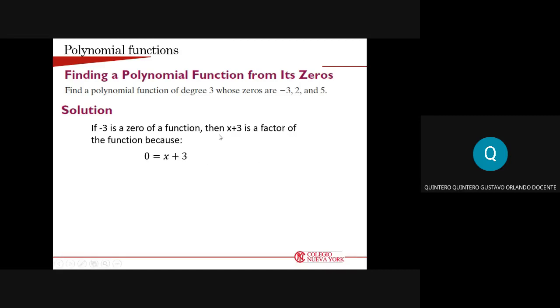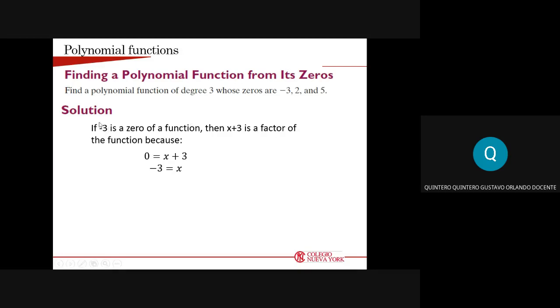All right, so we know this is a factor of the function. Why? Because if it is a factor, we can equal it to 0. And if we isolate, we know that the solution was -3. So in fact, we are working backwards.